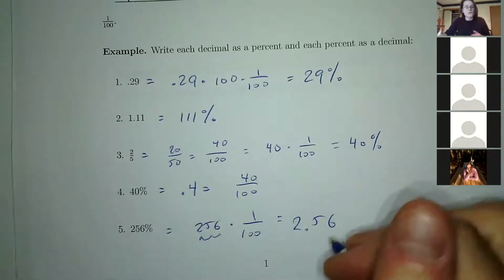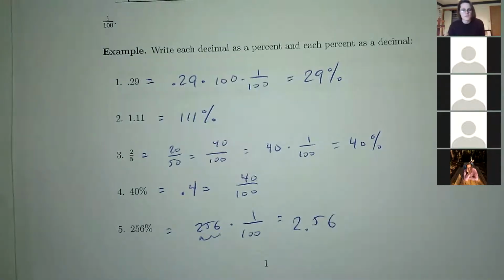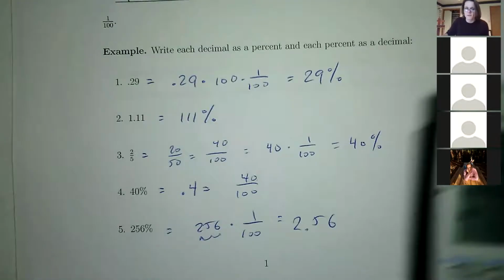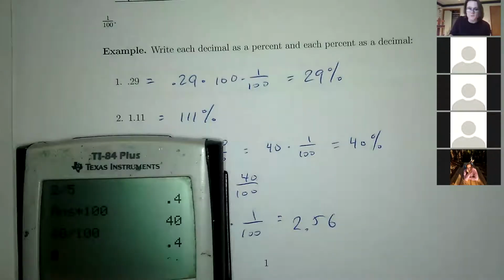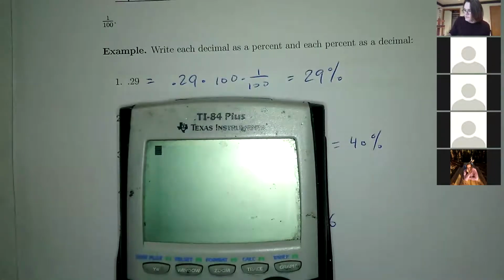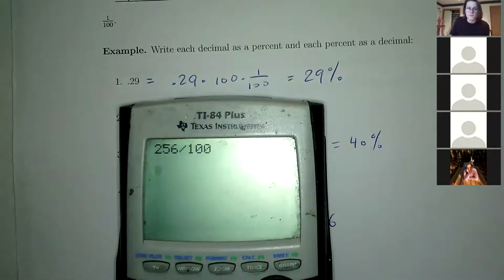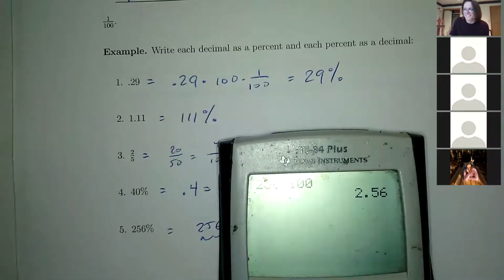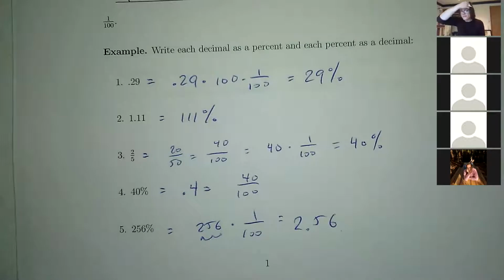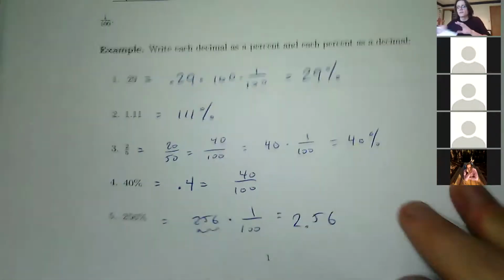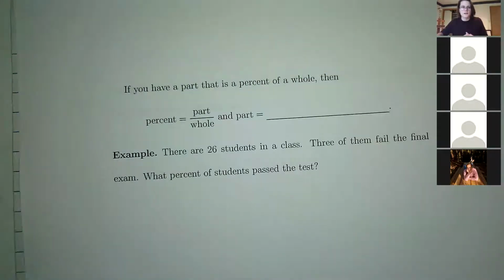Right. Of course, you can divide it on your calculator, and you should get approximately the same thing. I say approximately, but it should be the same. 256 over 100. Oh, thank you, Light. 2.56, as I said. All right. So we've done this before, but it's nice to get a formal review. So let's try some stuff.